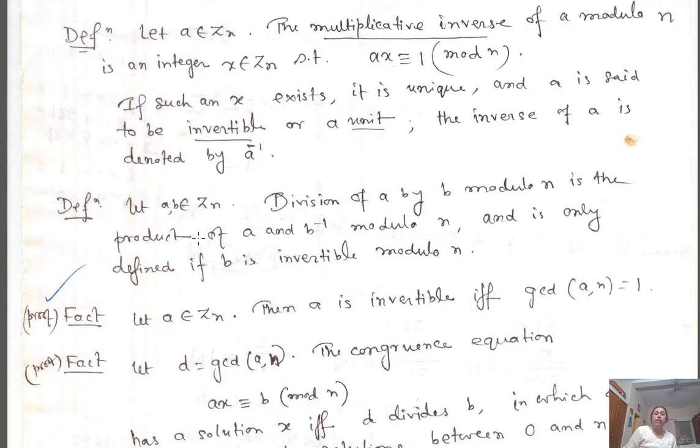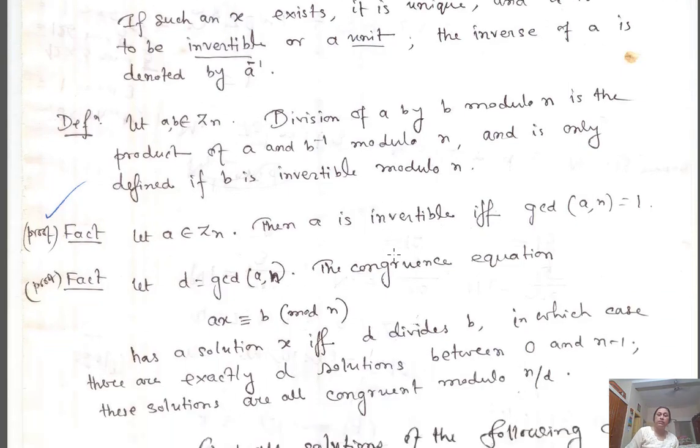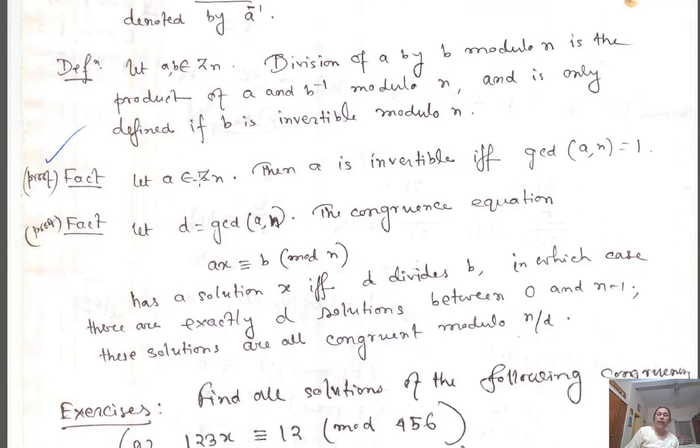A over B is the product of A and B inverse modulo n, and is only defined if B is invertible modulo n. If B inverse modulo n exists, then only A divided by B modulo n exists. It is defined. And for A belonging to Zn, A is invertible if and only if A and n are co-prime.